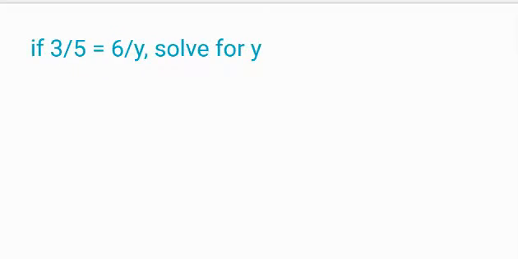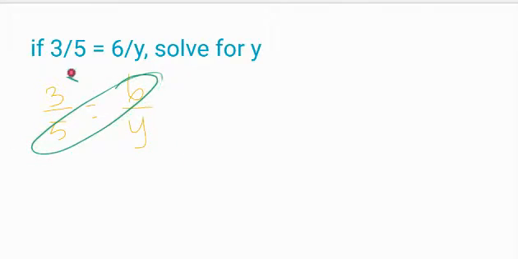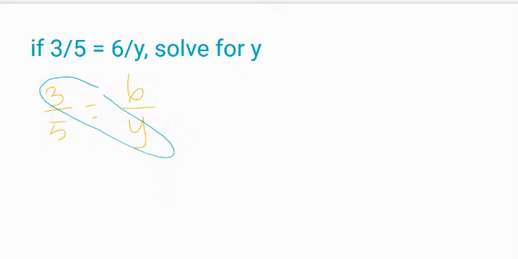So in this example, we're going to do the same thing as we previously did. So we have 3/5 equals 6 over y. This time we're going to cross multiply. And when we cross multiply, we multiply the opposite numerators and denominators. So first, we're going to multiply 3 by y, and that's going to give us 3y. Next, we're going to multiply 5 by 6. That's going to give us 30.